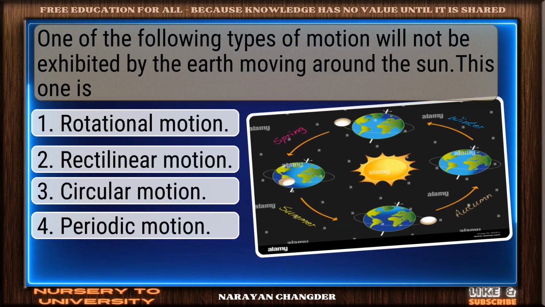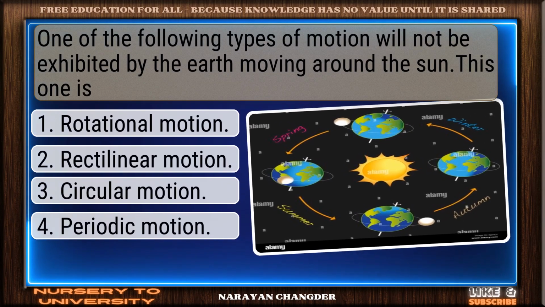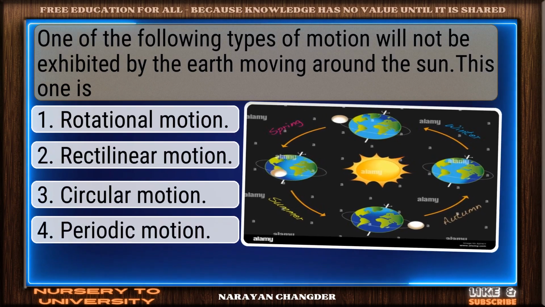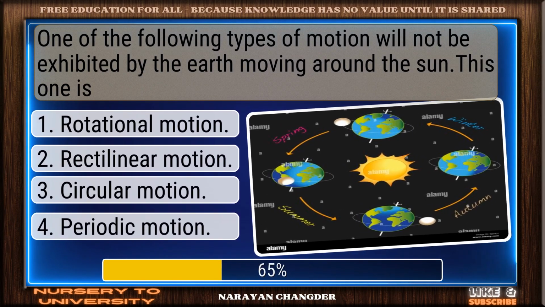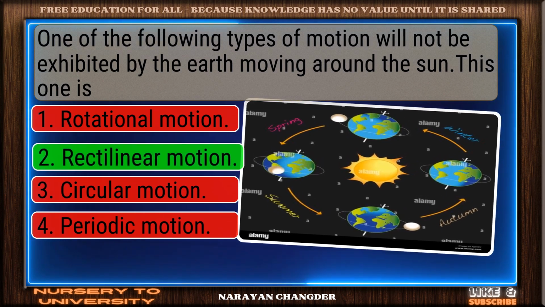One of the following types of motion will not be exhibited by the Earth moving around the Sun. This one is. Solid response. Rectilinear motion is a valid choice.